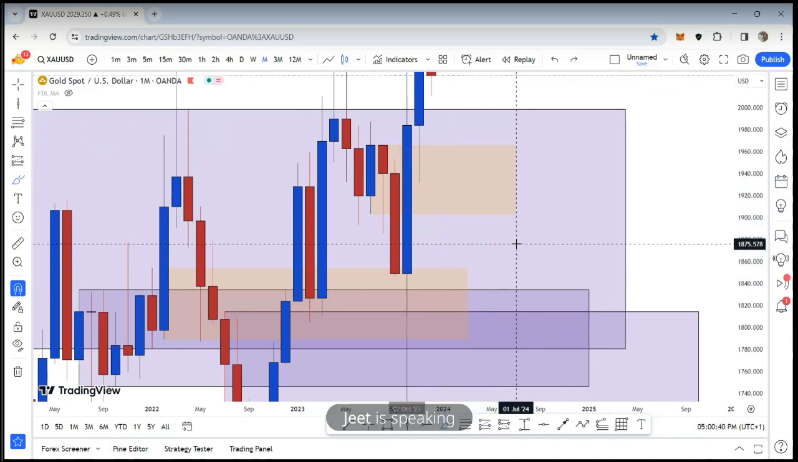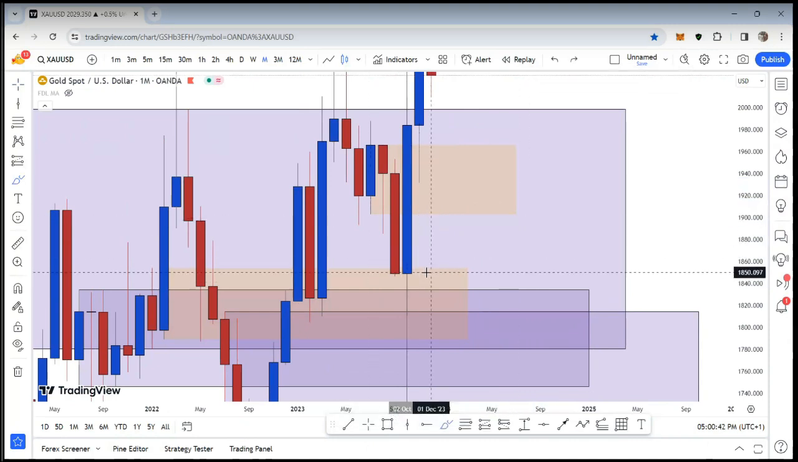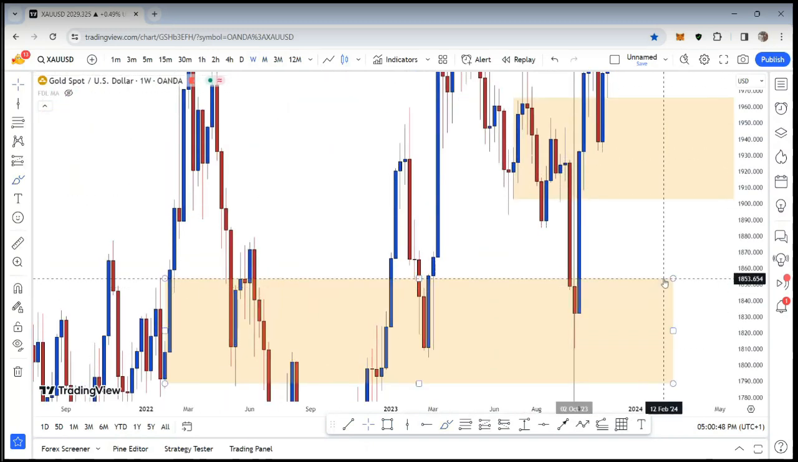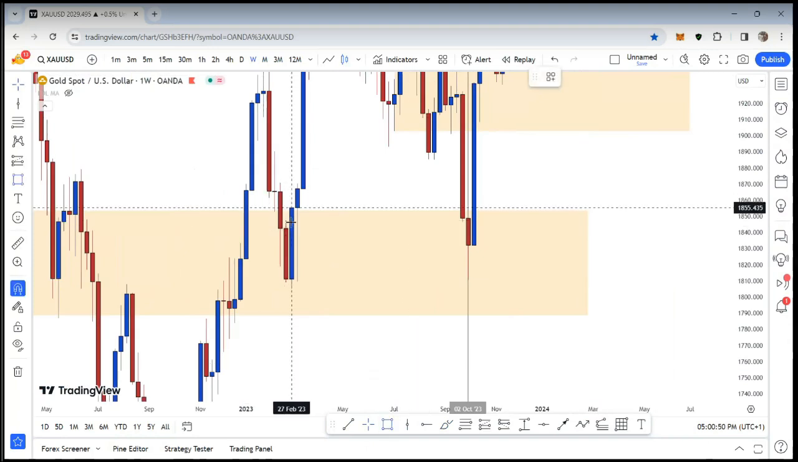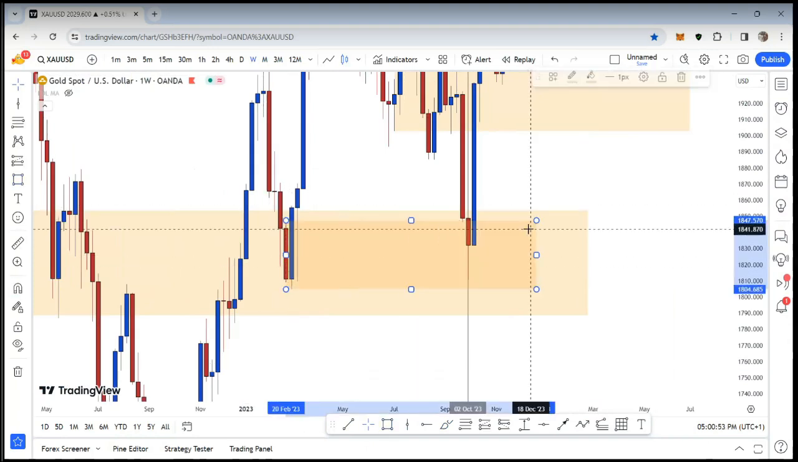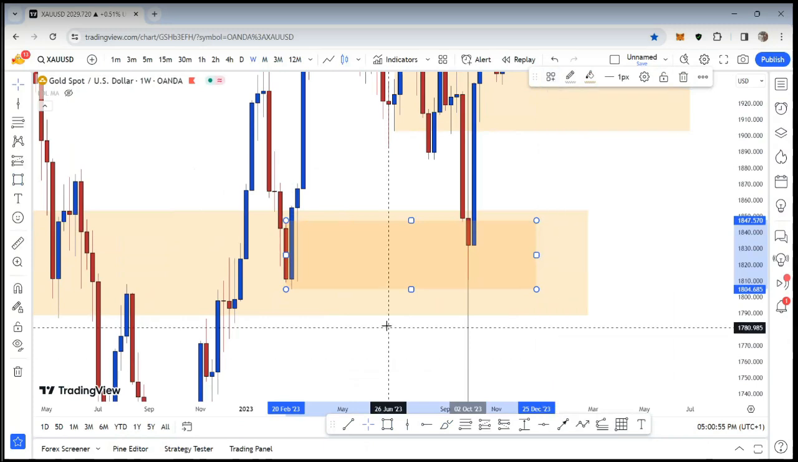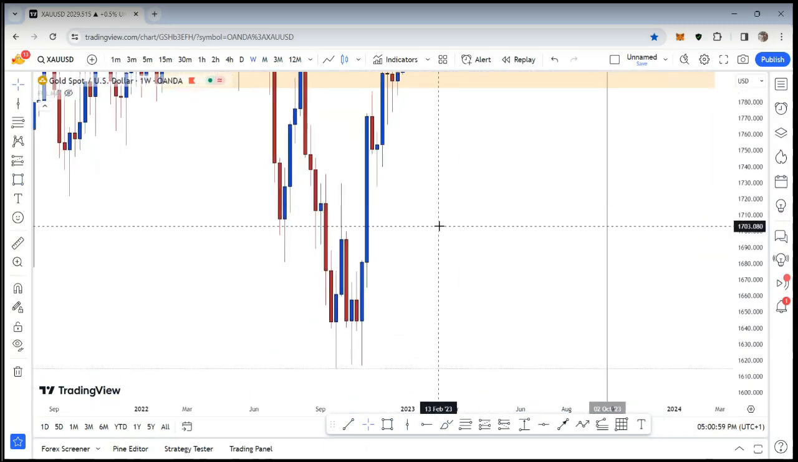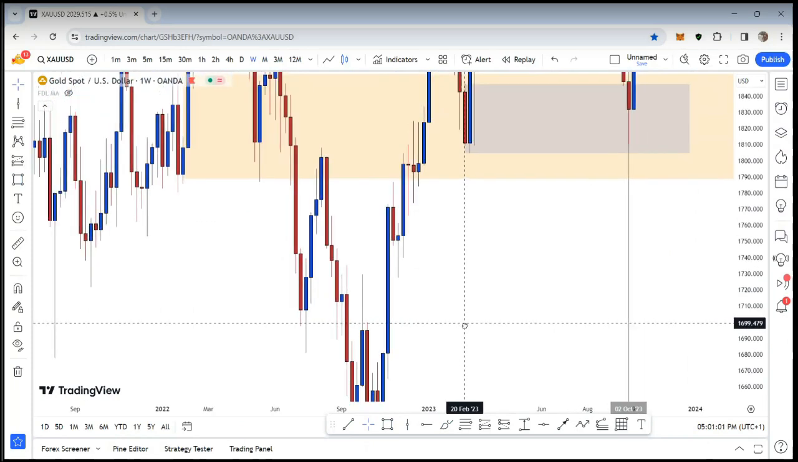So now price closed as a bearish candle, which means that I am buying the market to this level. I'm going down to my weekly time frame. Now, according to the weekly time frame, according to the refinement that we have, this is the zone that we are looking for on the weekly time frame. That is where price was buying.